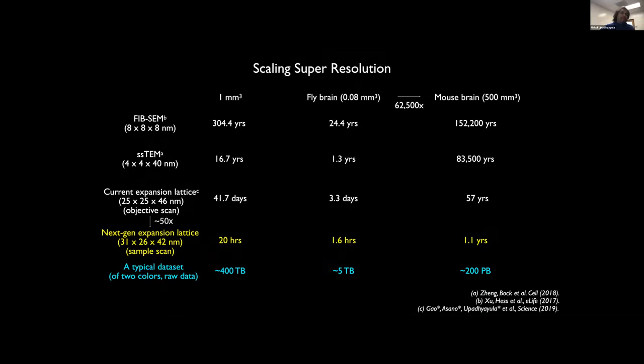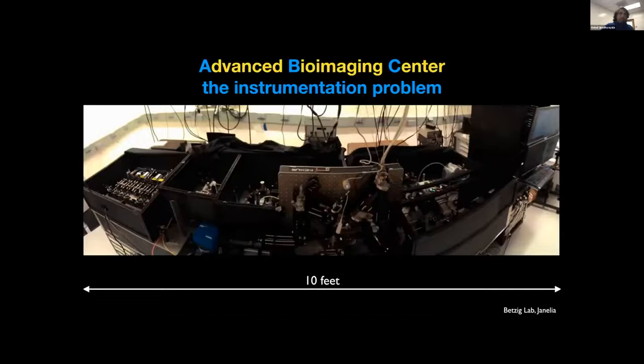And again, the expansion lattice has its own niche separate from the EM world because it's able to answer questions, of course, with an order of magnitude worse resolution than FIBSIM. But it's able to do those with molecular contrast, which FIBSIM cannot do, and be able to go at problems that are too large even for dozens of FIBSIM to handle in a reasonable amount of time.